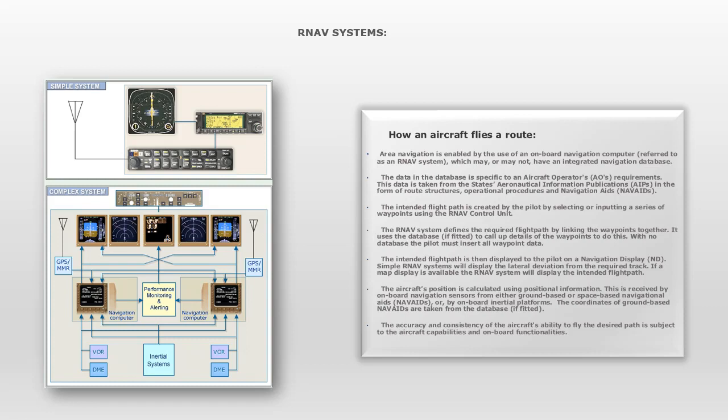The aircraft's position is calculated using positional information. This is received by onboard navigation sensors from either ground-based or space-based navigational aids, or by onboard inertial platforms. The coordinates of ground-based nav aids are taken from the database, if fitted. The accuracy and consistency of the aircraft's ability to fly the desired path is subject to the aircraft capabilities and onboard functionalities.